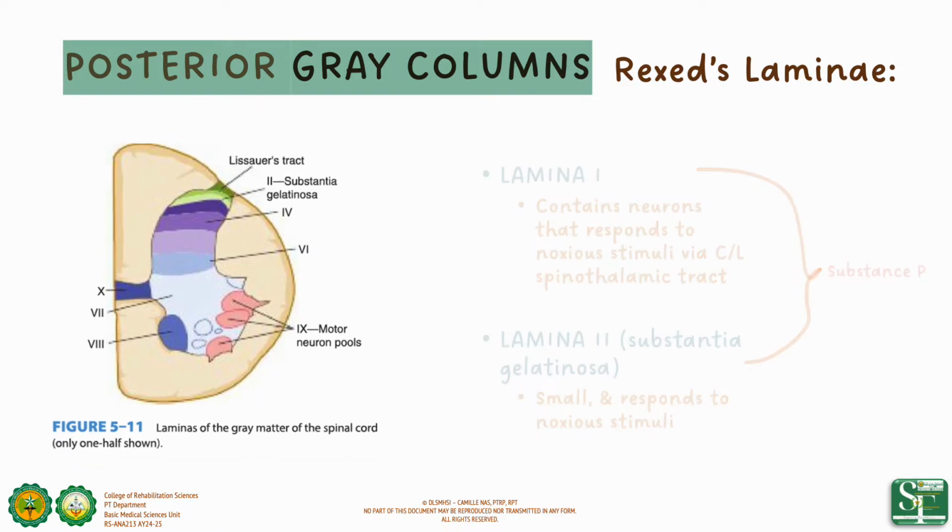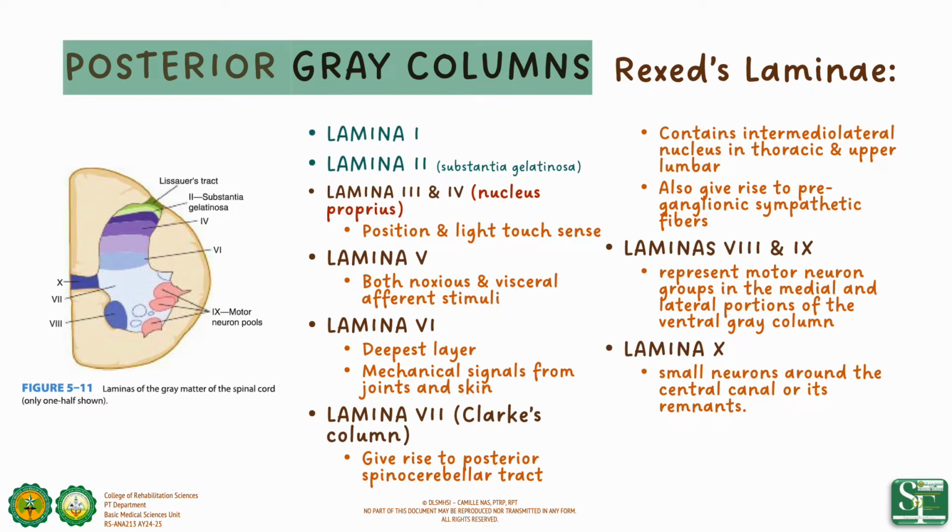Okay, next is, so, laminae 3 and 4, also known as your nucleus proprius. So this one is for position and light touch sense. Specifically, this is for proprioception. So medyo madali siyang matandaan, no? Kasi it sounds like proprioception, proprius. Next is lamina 5. So this one is also for noxious stimuli and visceral afferent stimuli. When we say visceral, this means sensation of the internal organs, no?